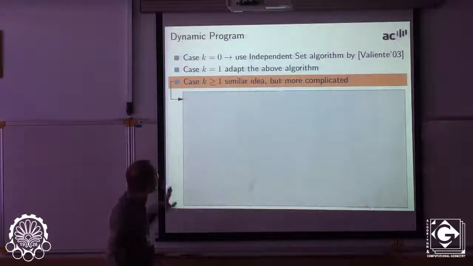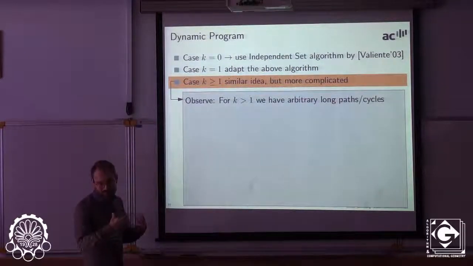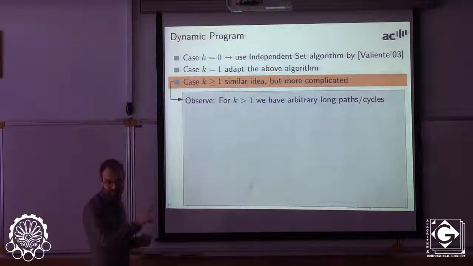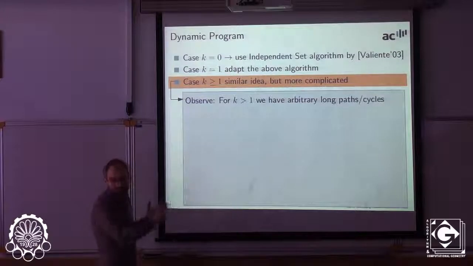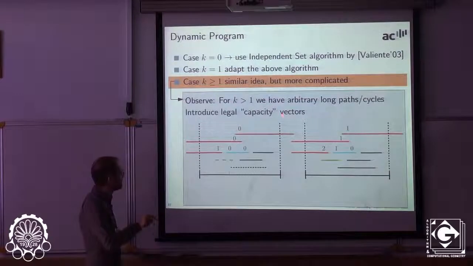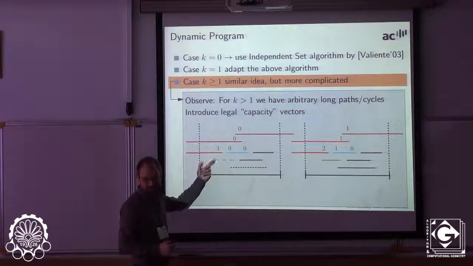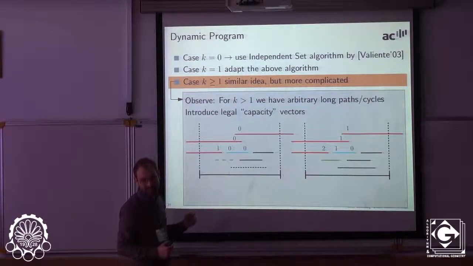Okay. And finally, if you have k larger than 1, the difficulty arises that now we can have arbitrary long paths or even cycles in this intersection graph. Yeah, so the natural extension of the case, going from a pair of intersecting crossings now to something that has at most 2 crossings, means that immediately you get very long structures spanning your entire graph. And instead what you can do is kind of introduce so-called capacity vectors that kind of store the information of how many crossings one particular interval already has used and how many are remaining.